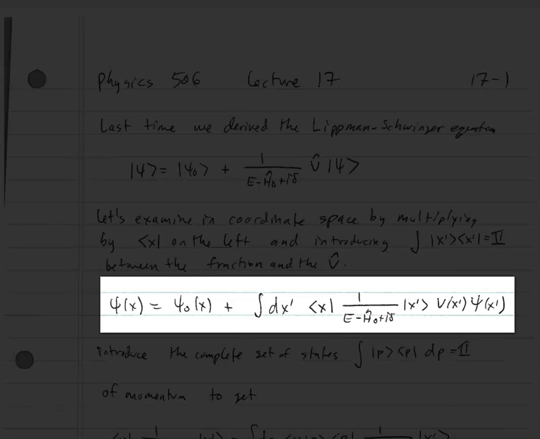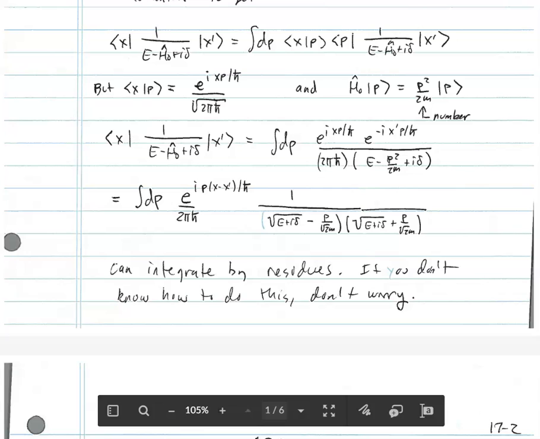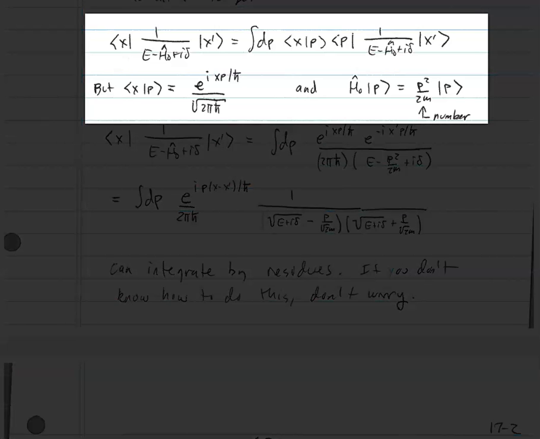We now introduce a complete set of states given by momentum states on either side, to the left or the right of the fraction, it doesn't matter. And then we're going to get the plane waves. The inner product of x with p is e to the i xp over h bar divided by the square root of 2 pi h bar. And H0 acting on p is just equal to p squared over 2m. That's a number because the momentum eigenstates are also energy eigenstates for the free Hamiltonian.